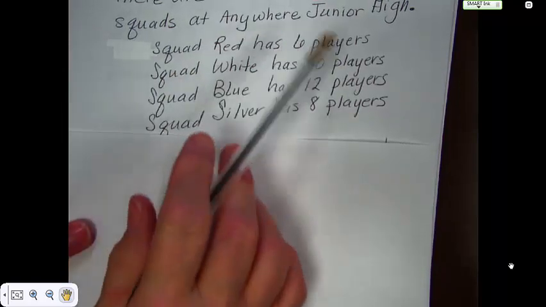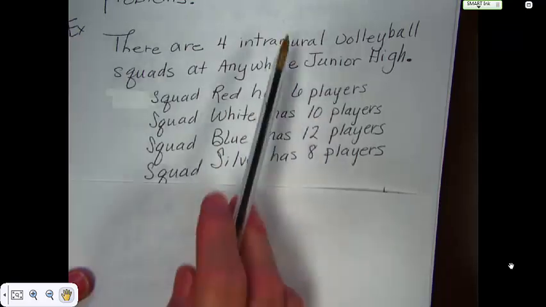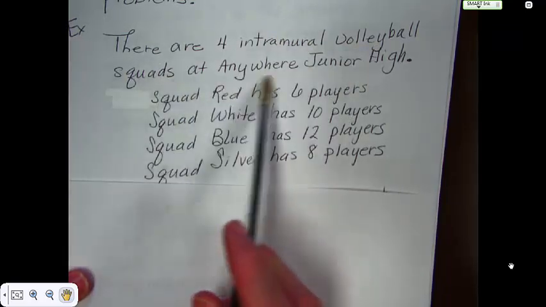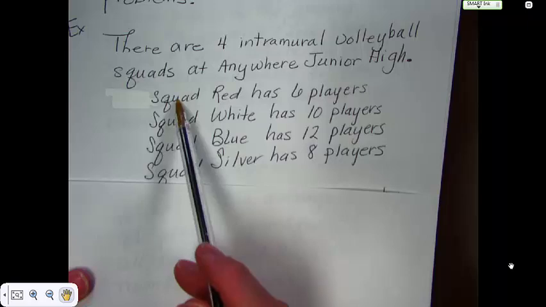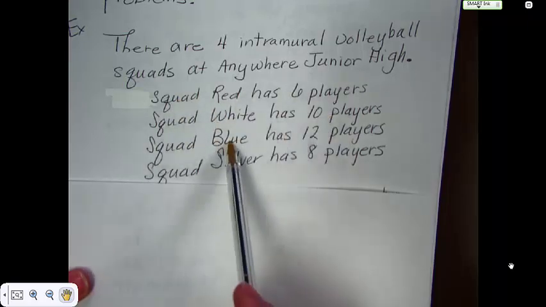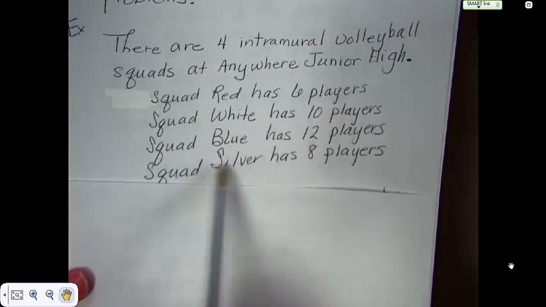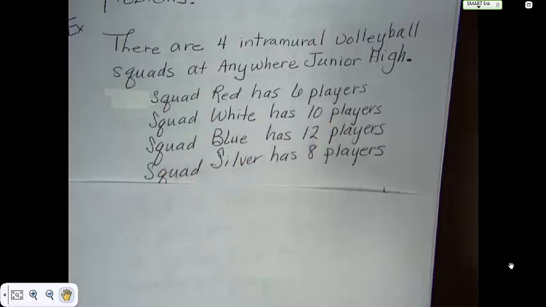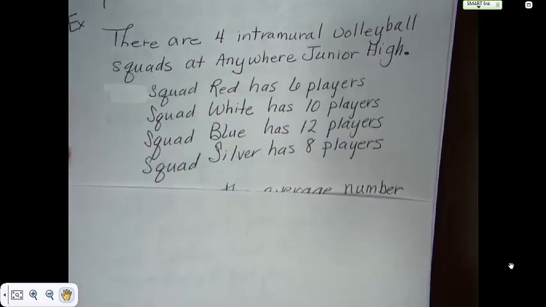There are four intramural volleyball squads at Anywhere Junior High. The red squad has 6 players, white squad has 10, blue squad has 12, and the silver squad has 8. Well, somebody came in and said, oh, you've got to even those out. How will the coach figure out how many players to put on each team if she's going to even it out? Well, that would be finding the average.